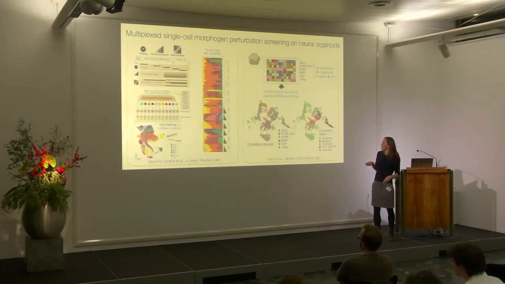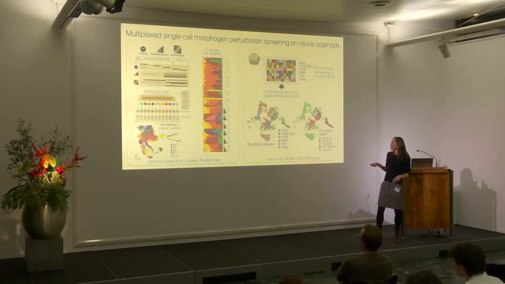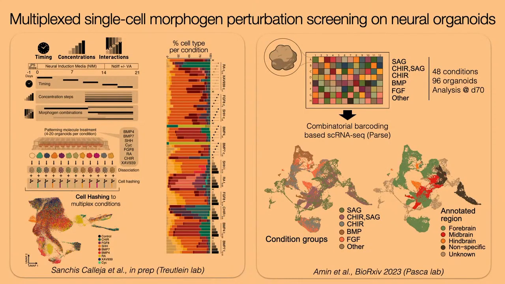Similarly, in Sergio Pasca's lab, this is a paper on bioRxiv, Amin et al., they had the same idea. They also grew organoids on plates, provided morphogens, 48 conditions, 96 organoids, and they did combinatorial barcoding-based single-cell RNA-seq, and then also got data. And so this is the example, actually, that we took. And now the question is, when we take this and map this back to the atlas, do we see new cell types? How does this match the atlas that we have?